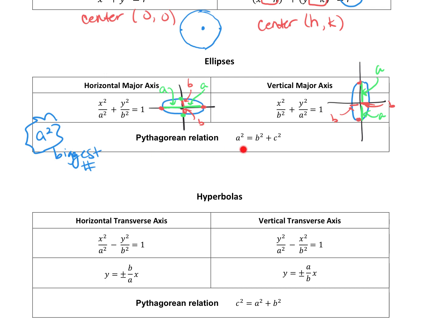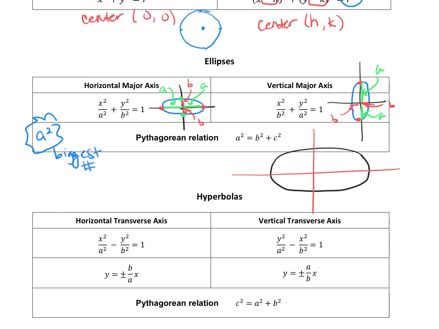Why do we have a Pythagorean relation here? That's because, if you're graphing an ellipse, you need to know where the foci are. So in an ellipse, I'm going to draw one more, a little bit bigger. So here's a horizontal ellipse. This one's centered at the origin.